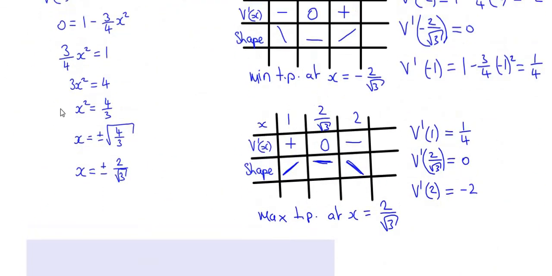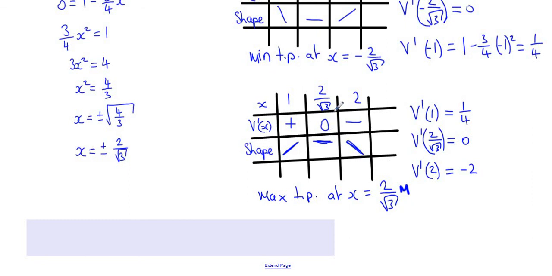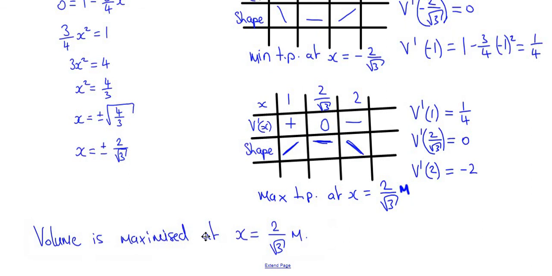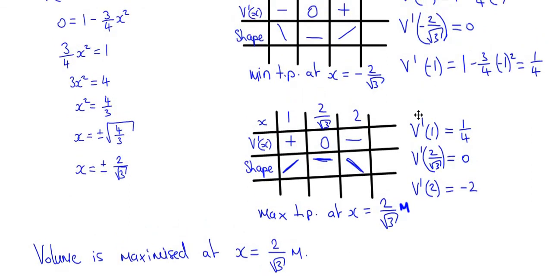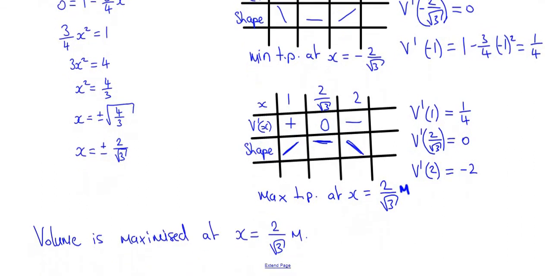And if you want, you can put meters on the end of that, because that can now have a unit value because we're dealing in meters. So all we have to do now is write a statement. Volume is maximized at x is equal to 2 over root 3 meters, verified through the extra table calculations. And that concludes this example.